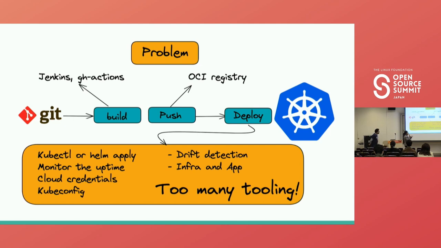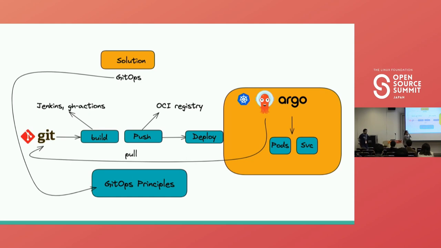So I am facing a problem in the deployment of the application. There are tools, kubectl or helm apply, which I have to use. Then I need to manually monitor the uptime of the application. Then I need to secure the cloud credentials, and then the same with the kubeconfig. And then, as I mentioned earlier, drift detection, the sync between the actual and desired state, was missing, and then infra and app setup was having too many tools. Now, my problem was this, with respect to the deployment of my application in Kubernetes.